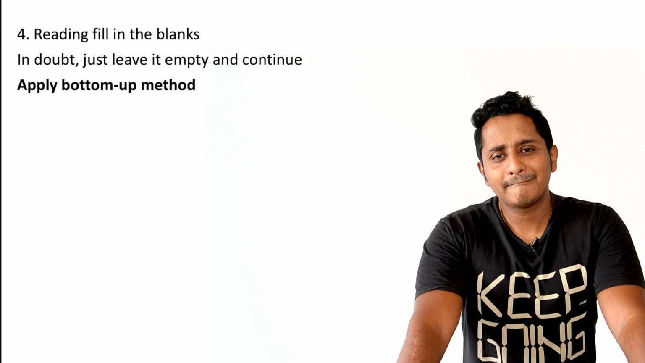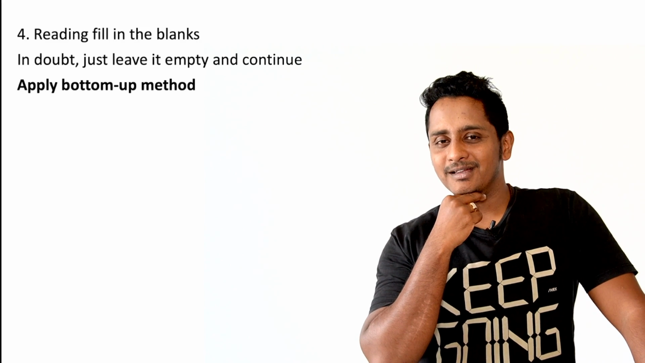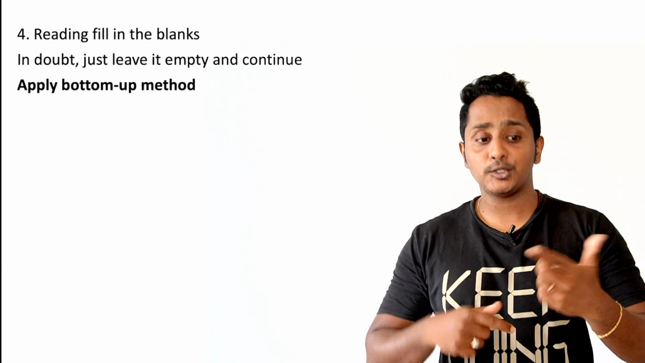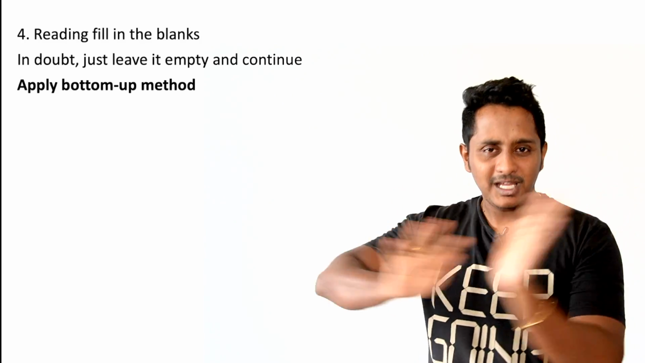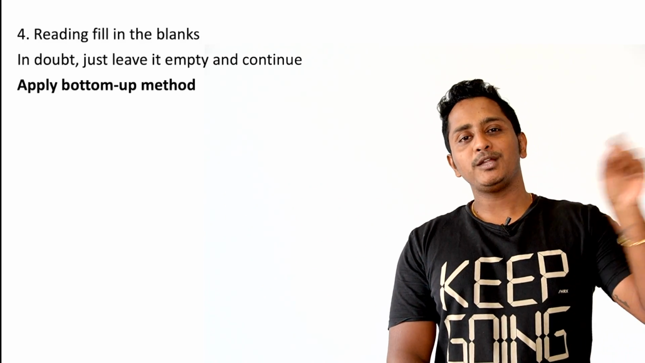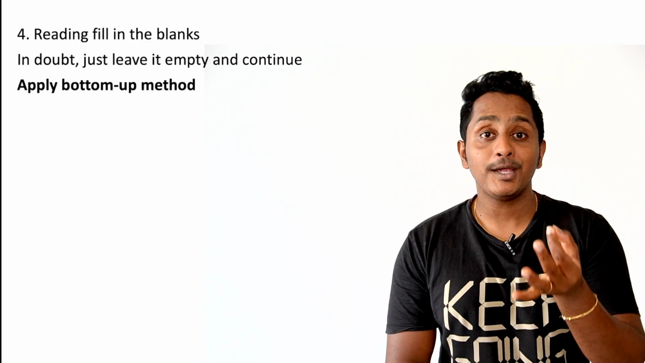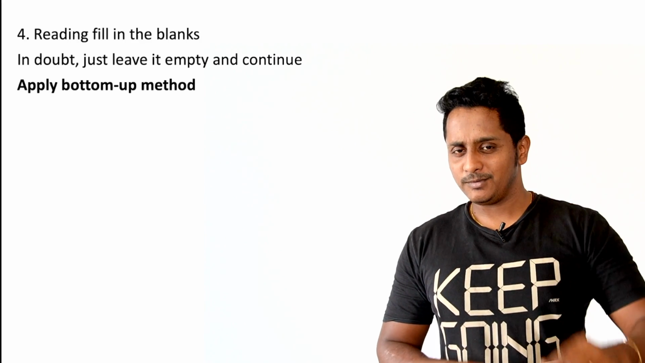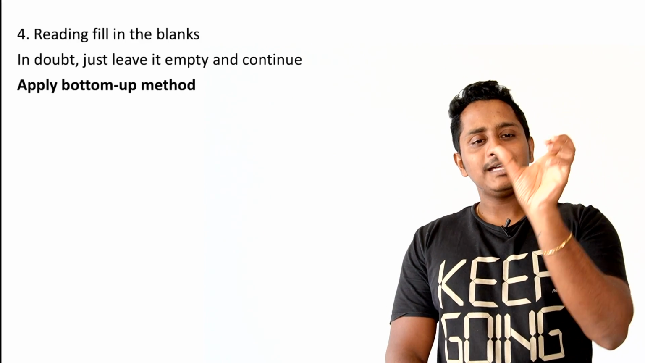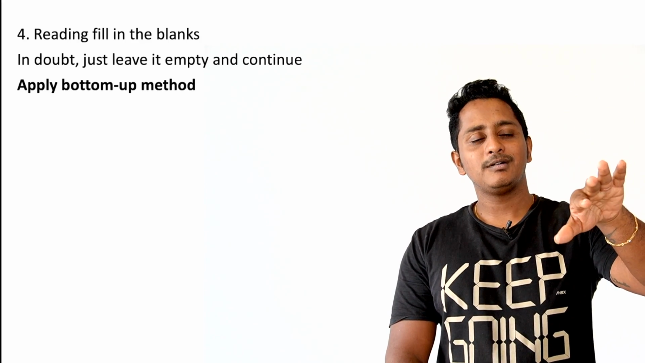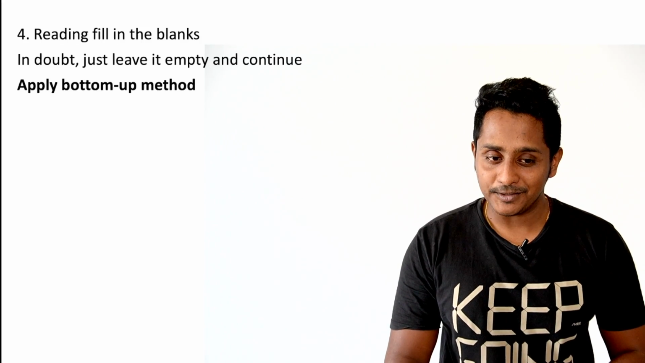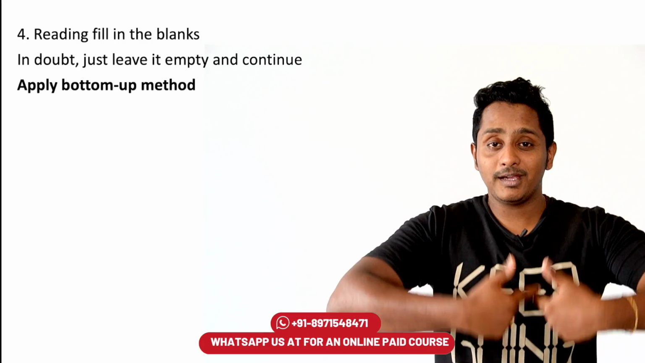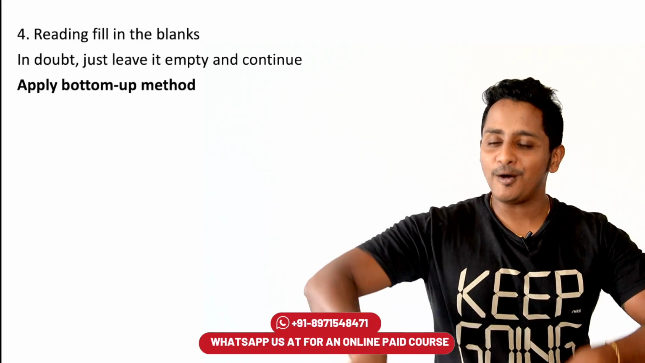In doubt, leave it empty and continue. Okay, the first blank, I have a doubt. My ego says, do it, then only. Keep your ego aside. Go to a medical shop, ask for a tablet called patience. Gulp it with the water and say, I'm gonna deal with you later. First blank, second blank, I'm getting confused, leave. By the time you read the rest of the paragraph, you have a better idea of what it is. Then you come from bottom to top. That's called the bottom up approach.